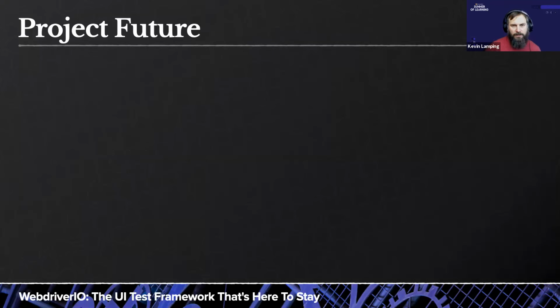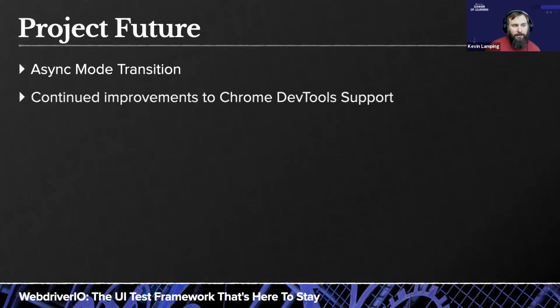The project future, what's coming down the pipeline? This isn't so much here to stay, just what's coming. The async mode transition, that's a big one. And I mentioned it a lot, so I won't go into it too much, but that's definitely in the very near future. We're also going to add continued, more Chrome DevTools support, specifically around Google Lighthouse, and get performance testing to be maybe not a main feature, but an important feature of the framework.